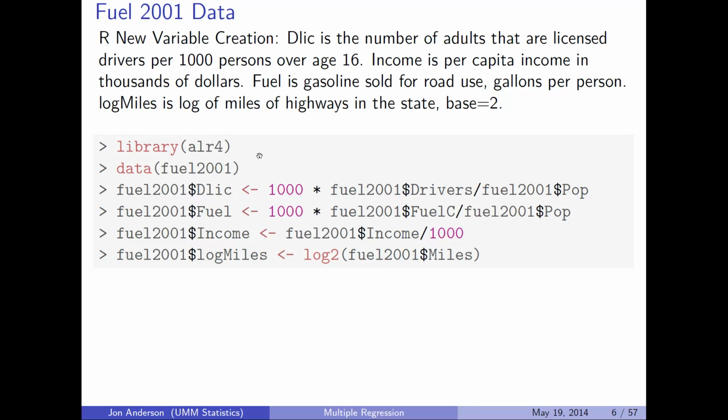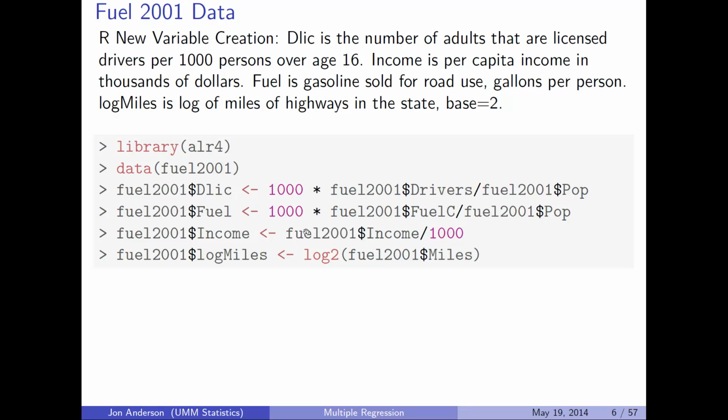So to make use of this, you'll see in the overheads and in the R commands we have the ALR4 library invoked. Fuel 2001 is our data frame, and we're going to create some new variables. One of the new variables is called DLIC, and if you look at the definition, it's the number of drivers divided by the population. It's basically the fraction of the population that is a licensed driver. Fuel is a new variable derived from fuel consumption: the total fuel consumption in a state divided by its population. So this is going to be fuel consumption per person.